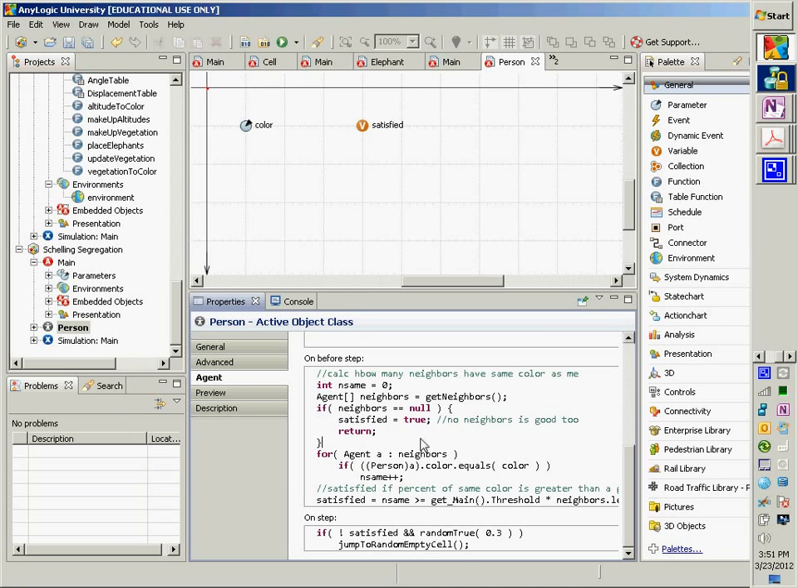Okay, so we accumulate that information on satisfied and on n sane, and then we determine, so if you have no neighbors, this handles that case. If you do have neighbors, you count the number that have the same color as you. What does that mean?